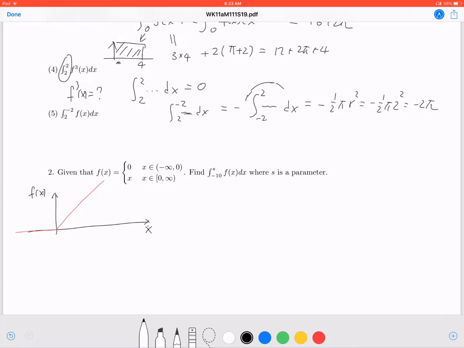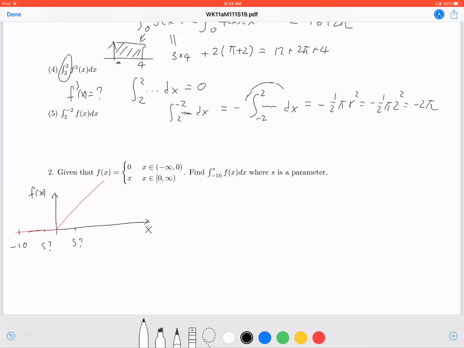And then we want to integrate from negative 10 to somewhere s. But the tricky thing is we don't know where s is. So is s over here? Is s over here? Or somewhere even further? So we're going to divide them into cases because we have different shapes over here to find the area.